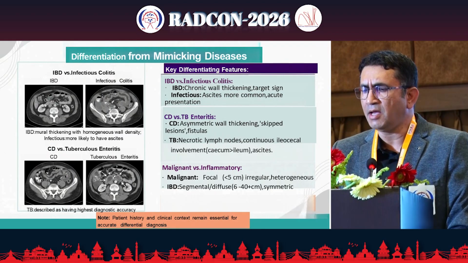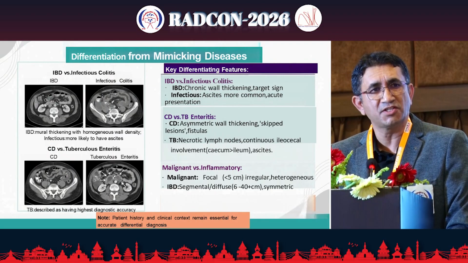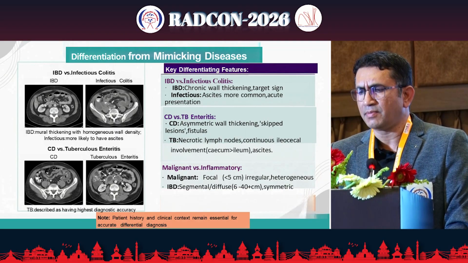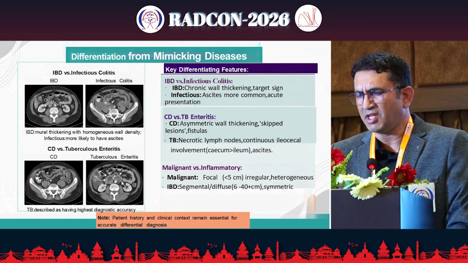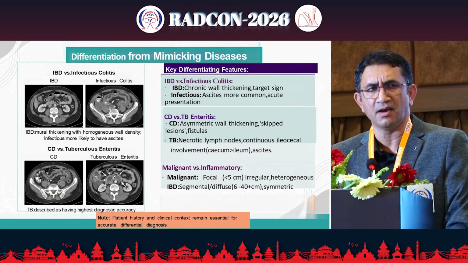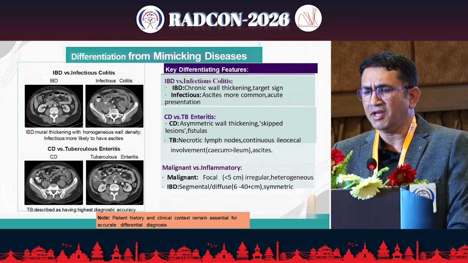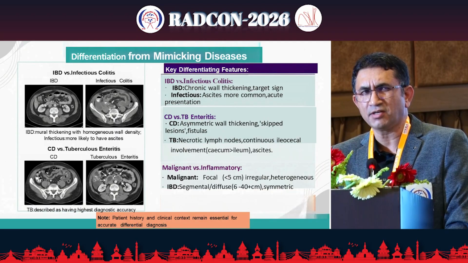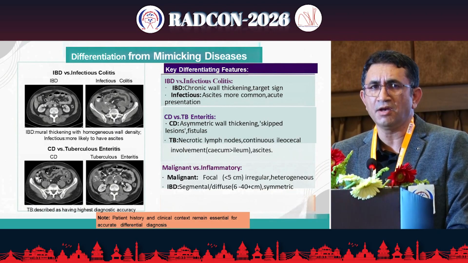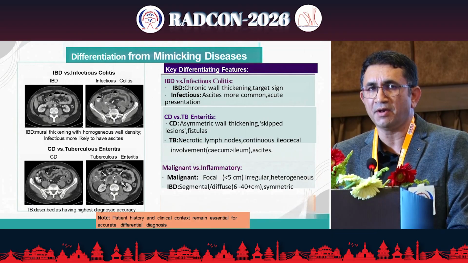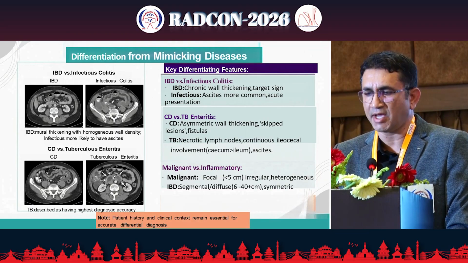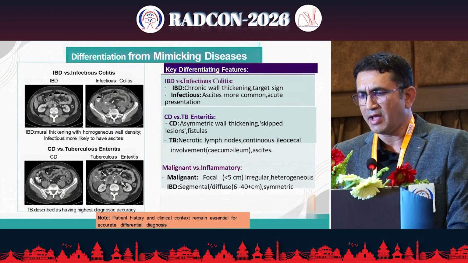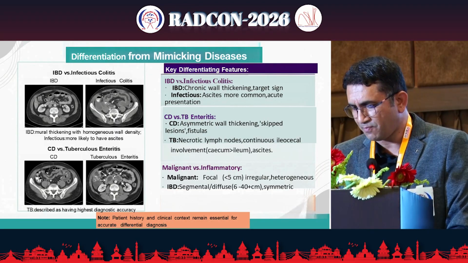One is IBD versus infectious conditions. In infectious conditions, the presentation is acute onset, there are other signs like ascites, and there is no typical target sign, which we see in IBD. In tuberculosis, one of the differentials which we find more commonly in our part of the world, segmental involvement is less, ileocecal involvement is quite common, and we can see multiple necrotic lymph nodes. And malignancy, again one of the differentials, shows short segment involvement with focal and heterogeneous wall thickening.